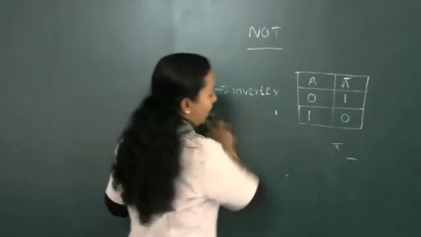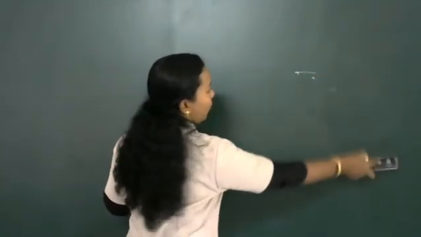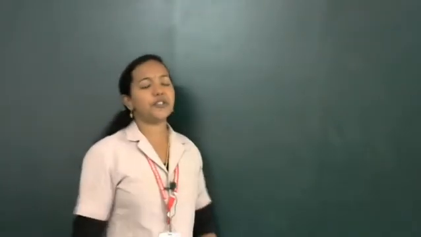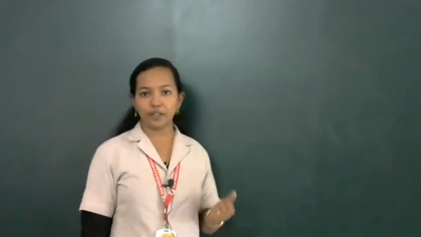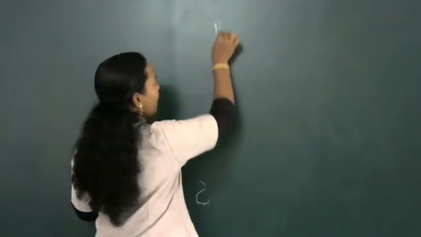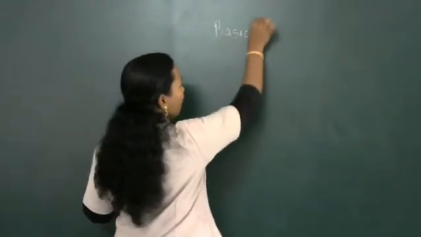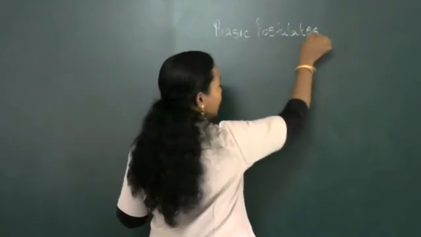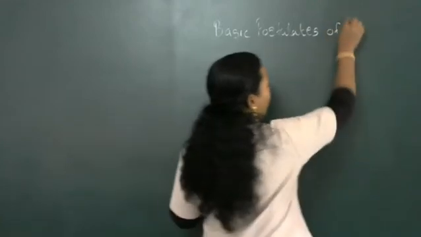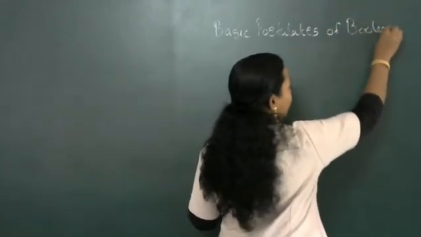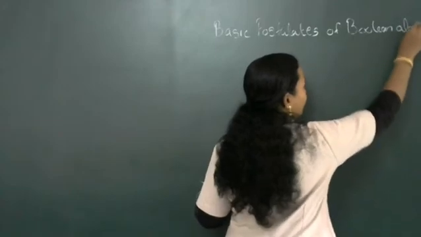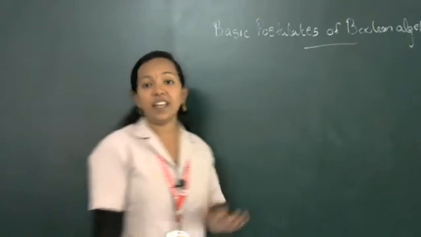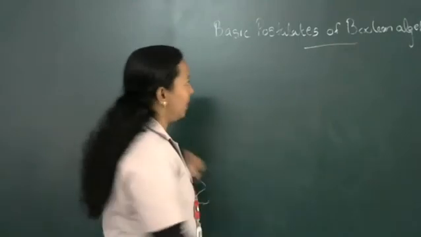After this, we completed the basics of Boolean algebra. Then there is one piece of general information relating to Boolean algebra: the basic postulates of Boolean algebra. Basic postulates or basic theorems of Boolean algebra.